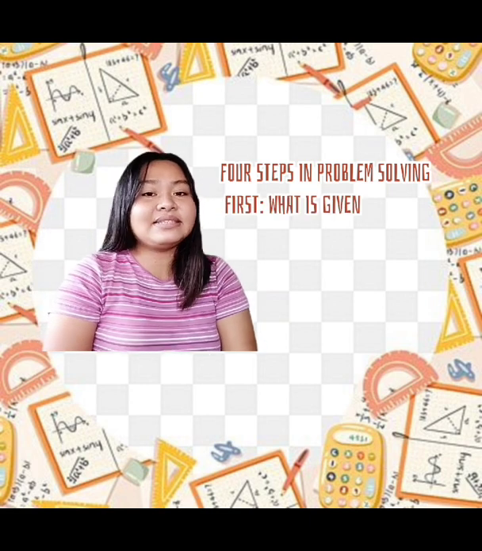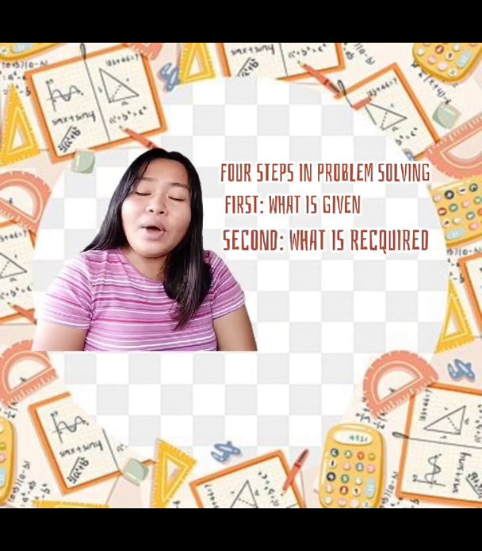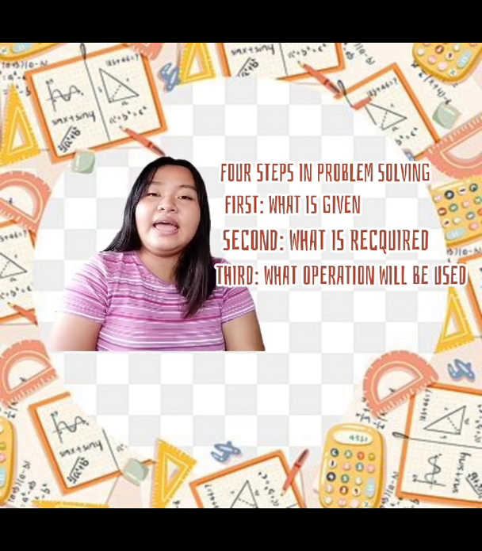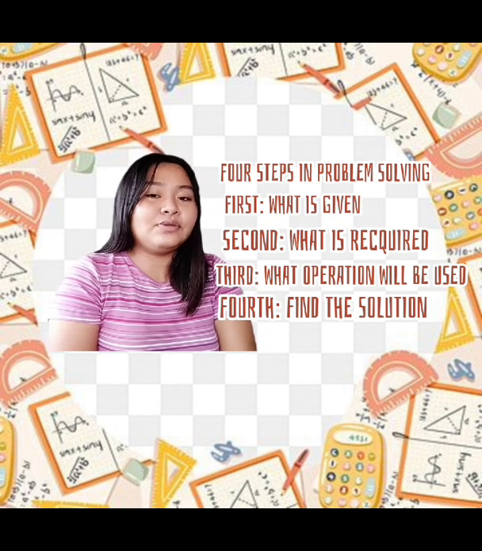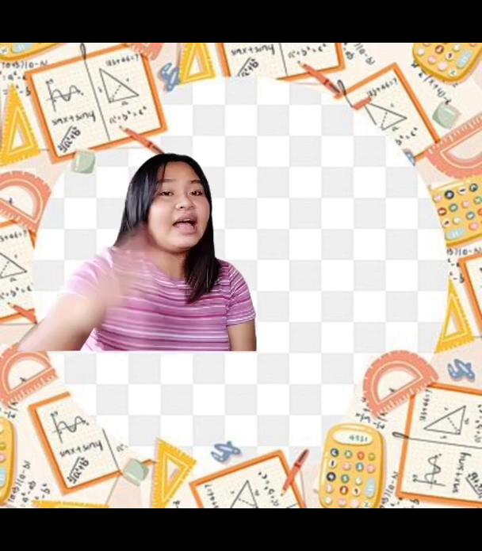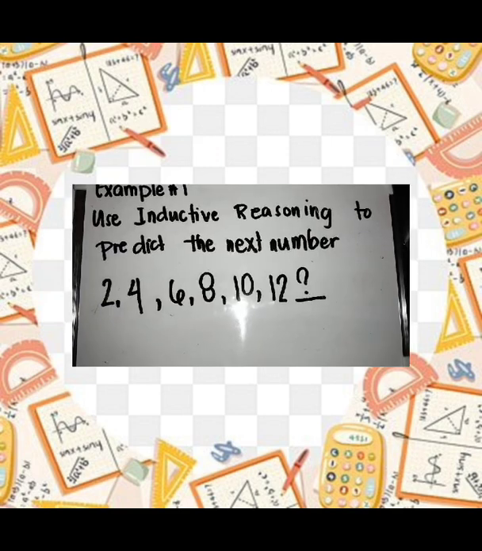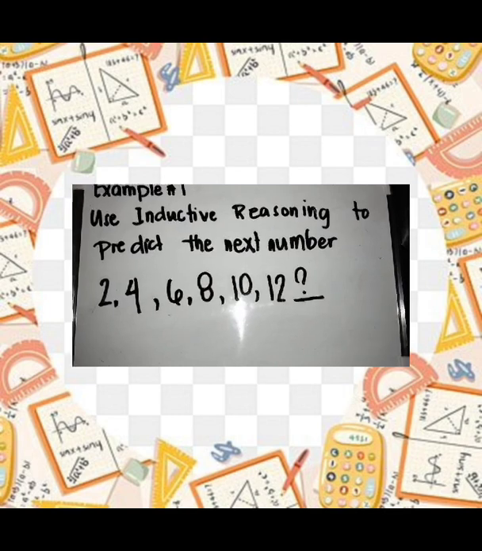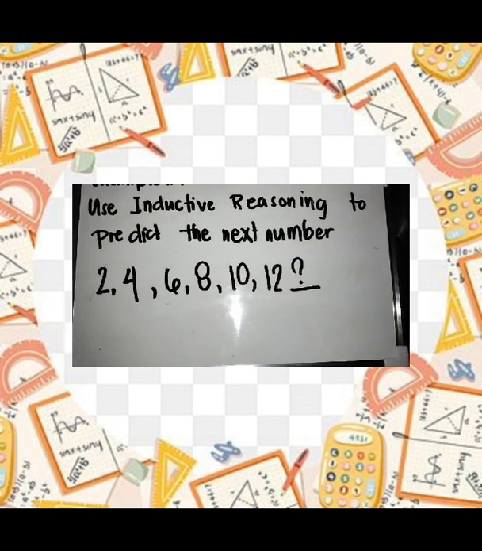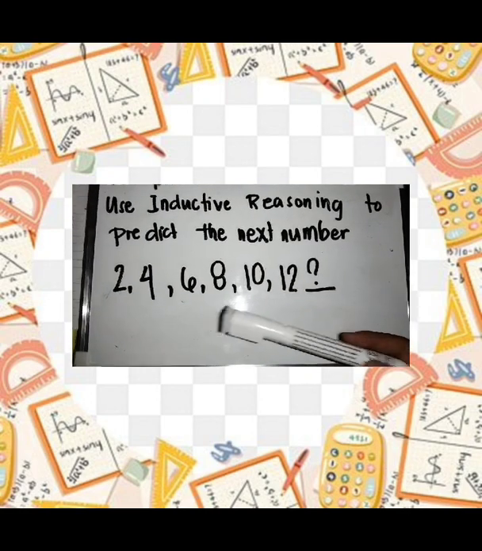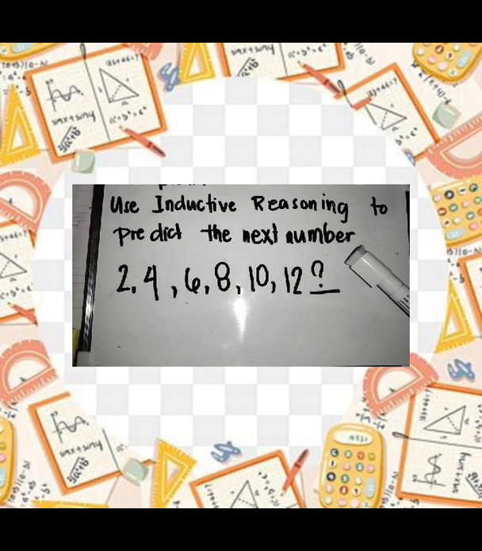There are steps in problem solving reasoning. First, what is given? Second, what is required? Third, what operations will be used? And fourth, find the solution. And now, we will use two ways to solve: inductive and deductive reasoning. Let's go! Sample number 1. Use inductive reasoning to predict the next number. We have here the numbers 2, 4, 6, 8, 10, 12, and unknown.